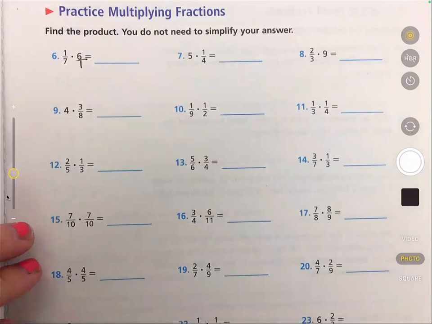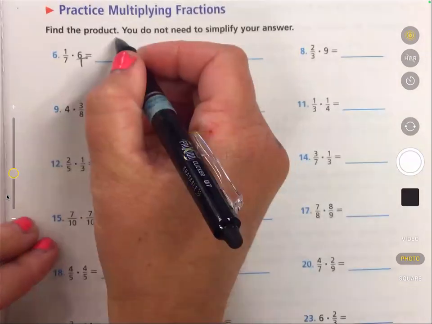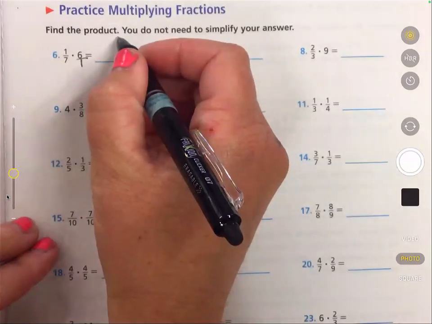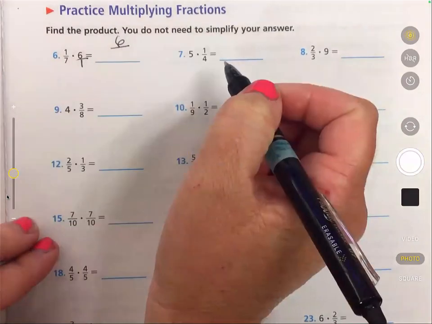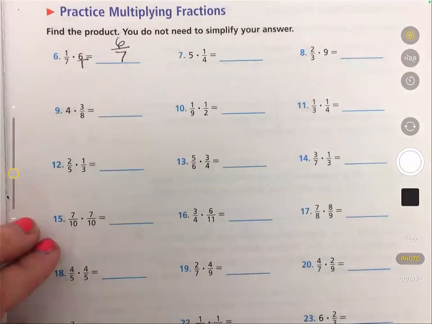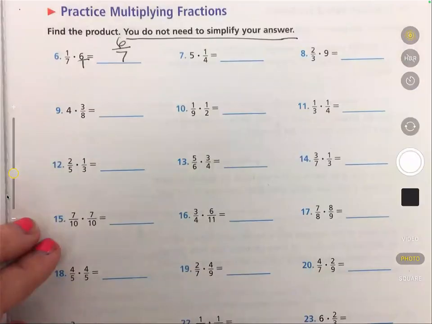So if I'm multiplying my numerators, 6 times 1 is? 6. 7 times 1 is? 7. 6 sevenths is your answer. And look at this. You do not need to simplify your answer. That's the best part of this whole thing.